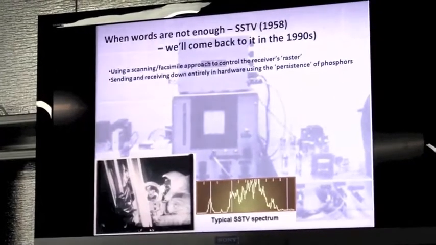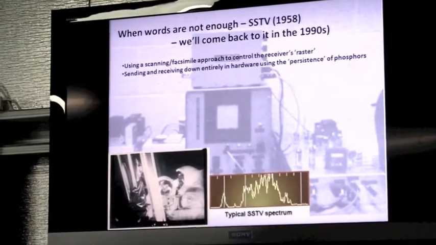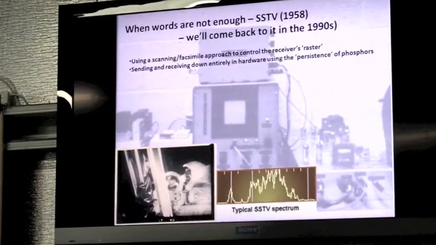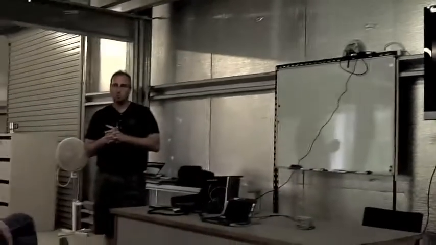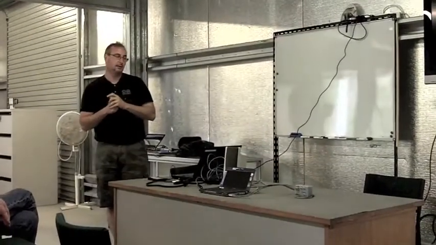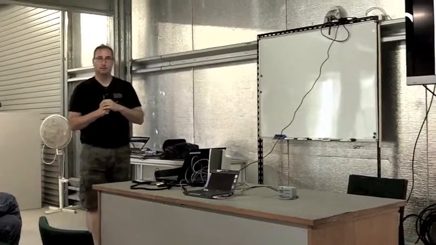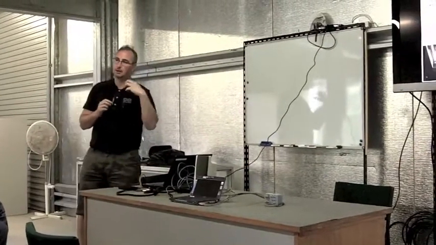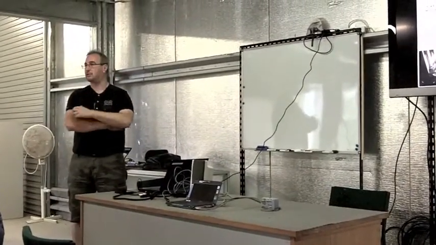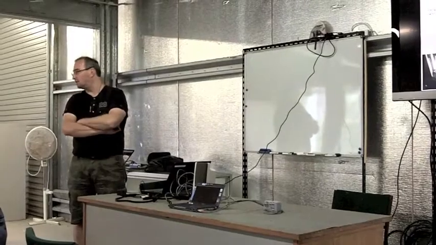But we get to the 50s and SSTV. It came in two flavors, really. This is more like ATV than anything, because it was done using a camera transmitting and then the persistence of phosphors onto a CRT or a tube.